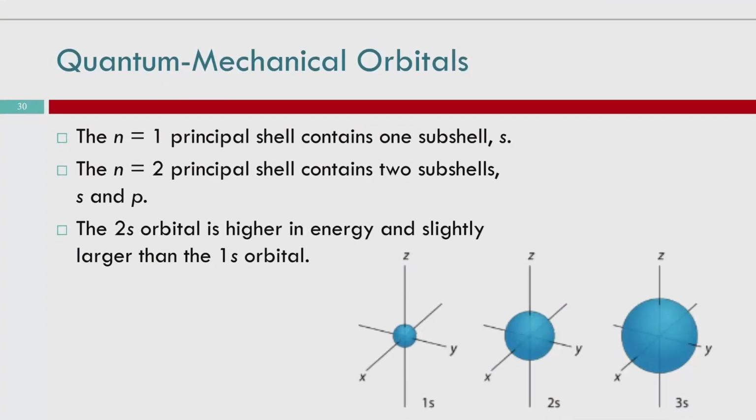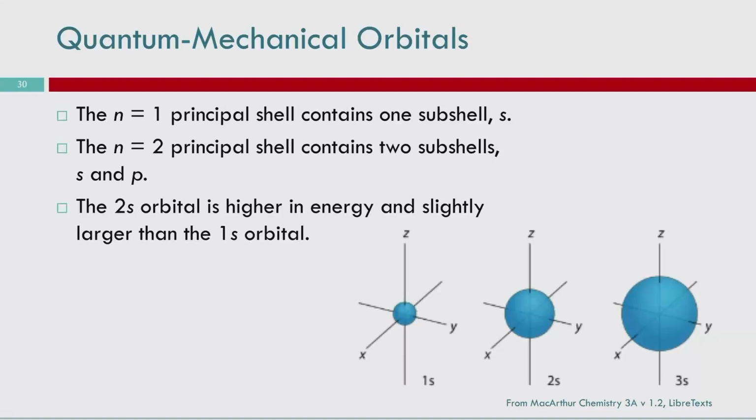Okay, adding on to our n equals 1 with our s subshell, for n equals 1, it's just got s. So n equals 1 only has 1s. 1s is the only option for n equals 1. When we move on to our n equals 2, we're bumping out to a different orbit, moving on to a slightly higher energy area. When we move on to n equals 2, now we have two subshells.